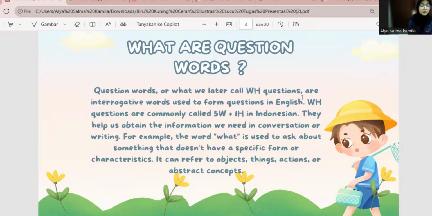The basic grammar structure for most WH questions is question word plus auxiliary verb plus subject plus main verb. For example, "What do you eat?" What is the question word, do is the auxiliary, you is the subject, and eat is the main verb.